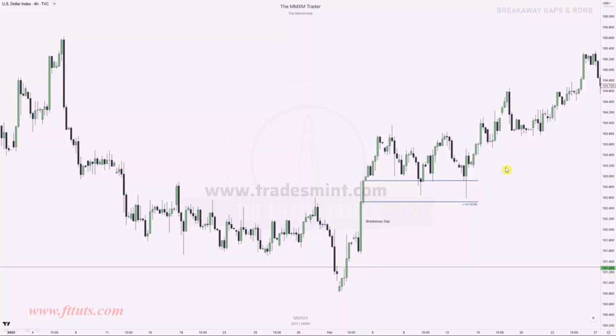Now, how does that look with a price action chart? We've got the US dollar index 4-hour chart over here, and think about this. There is a fair value gap here, but it is a breakaway gap. Now, why is it a breakaway gap? We just learned about this new PD array, the redelivered rebalanced PD array.